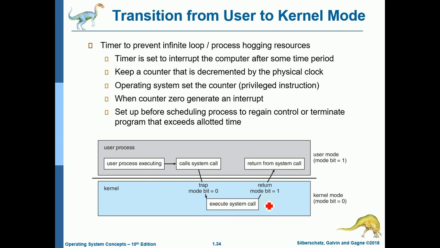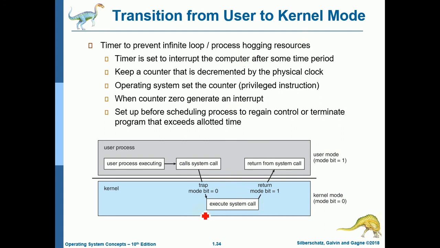So that's it. So for example, if it will successfully save your file, your very big file, then it will return mode bit is equal to 1 and return from system call, and then you can type again your document. So that is the transitioning from user to kernel mode.